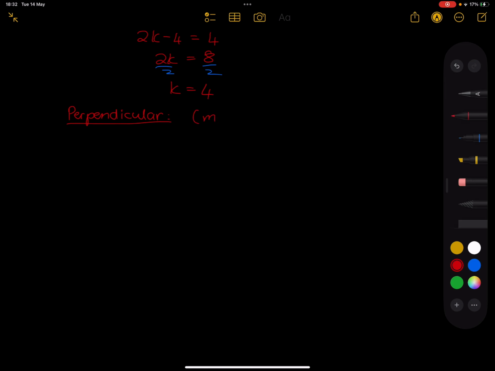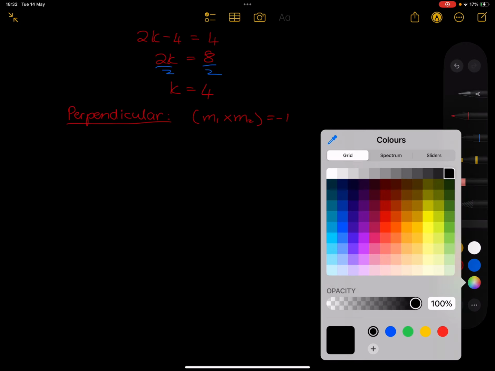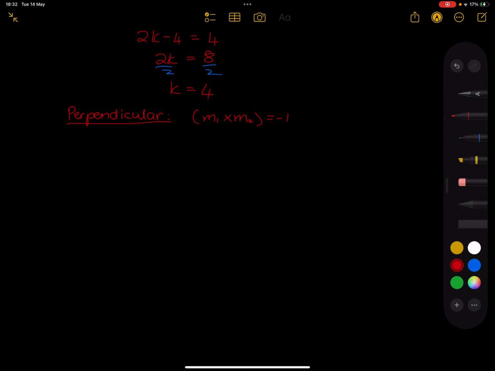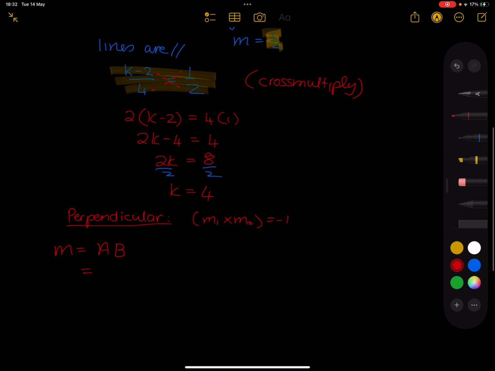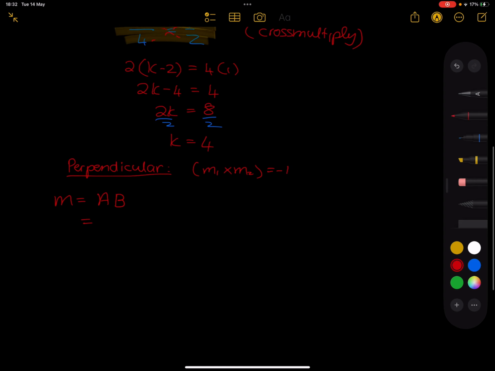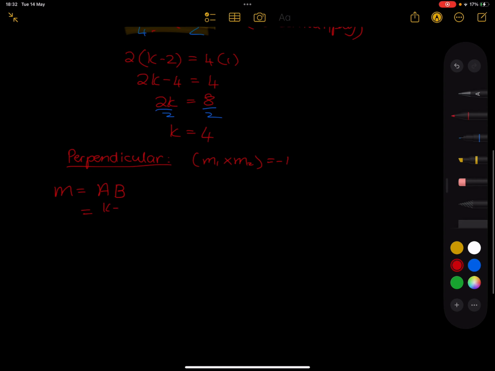That means gradient 1 times gradient 2 is equal to negative 1. Okay, so now let's just get back to the sum. The gradient of AB we've worked out is K minus 2 over 4, because it comes from there.